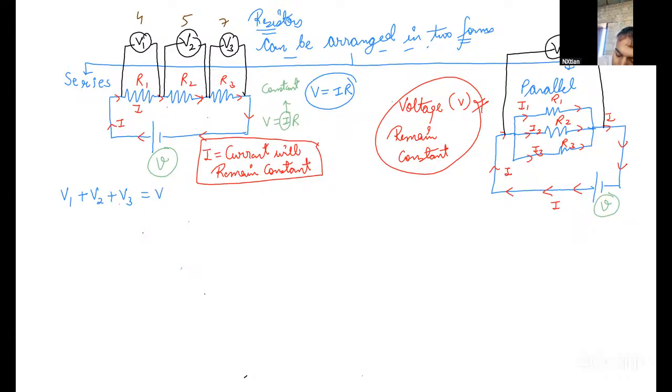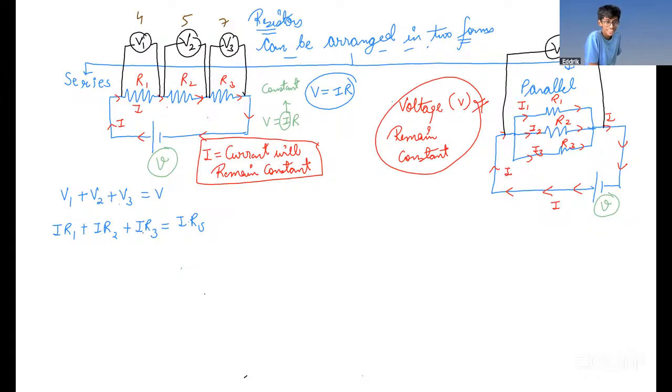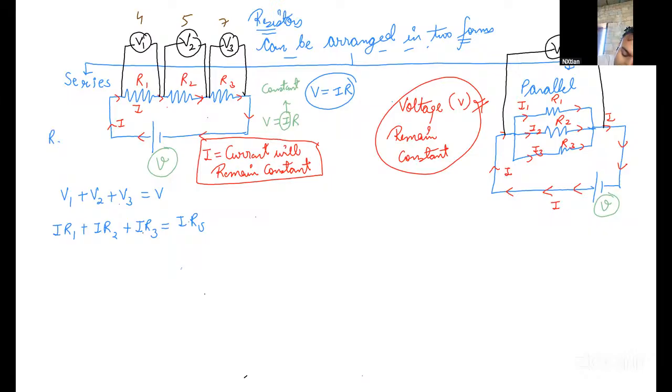So V1 plus V2 plus V3 will be equal to V. Now V1 is basically IR1 because we know that V is equal to IR. So V1 is equal to IR1. V2 will become IR2 because I remains constant, and V3 is equal to IR3, which is equal to voltage V equals I R_S. Did you understand what I did? S means series. RS means resistance in series.